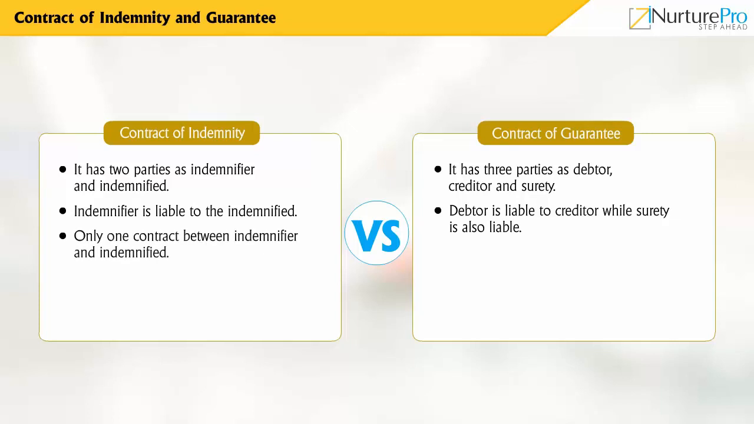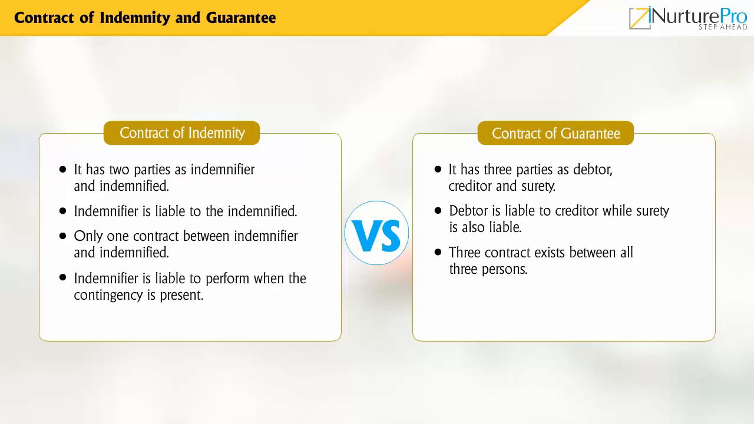Only one contract is present between indemnifier and indemnified in contract of indemnity, while in contract of guarantee, 3 contracts are present between all 3 parties. In the contract of indemnity, only if the contingency is present is the indemnifier liable to perform the task. In contract of guarantee, the surety must be present in the contract to do further tasks.